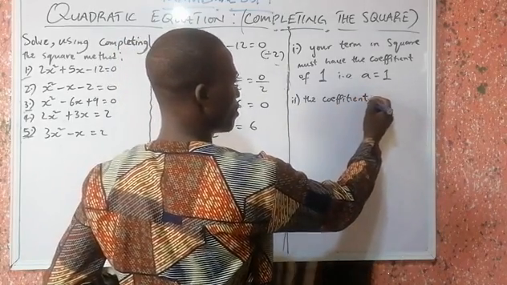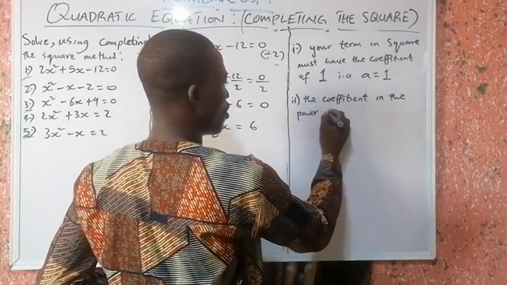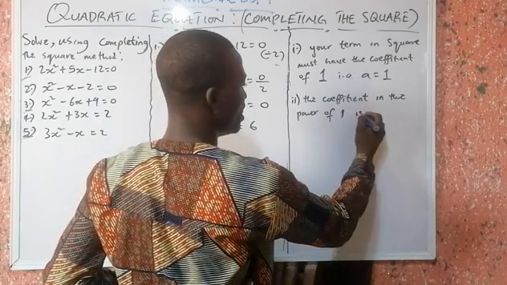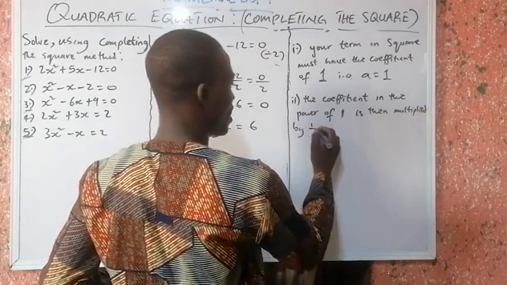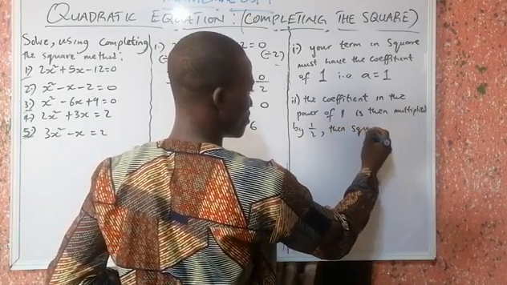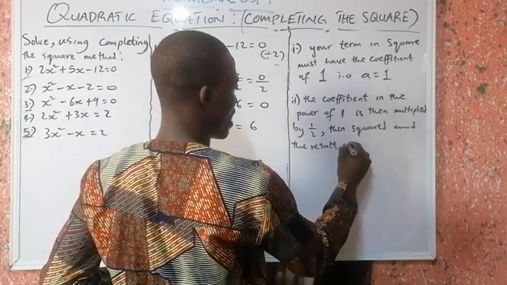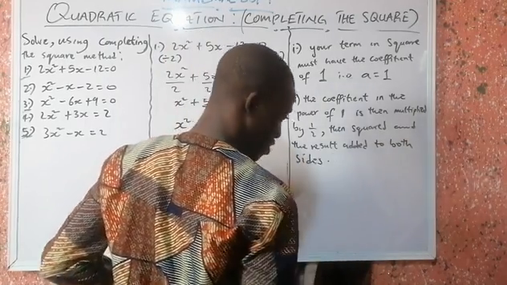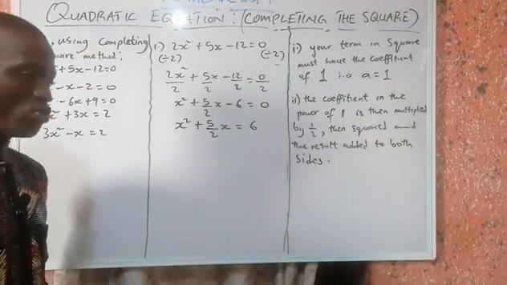In dealing with the coefficient of x, we say that the coefficient in the power of 1 is then multiplied by 1 over 2, then squared, and the result added to both sides. Anyway, I always try to avoid writing notes while solving mathematics for students, but I'm just putting this here in case it might help you. But just follow my explanation.